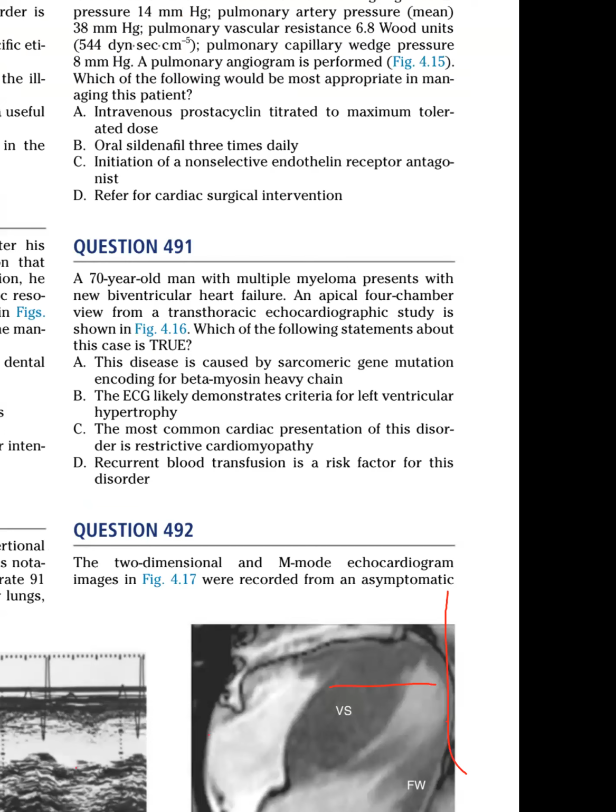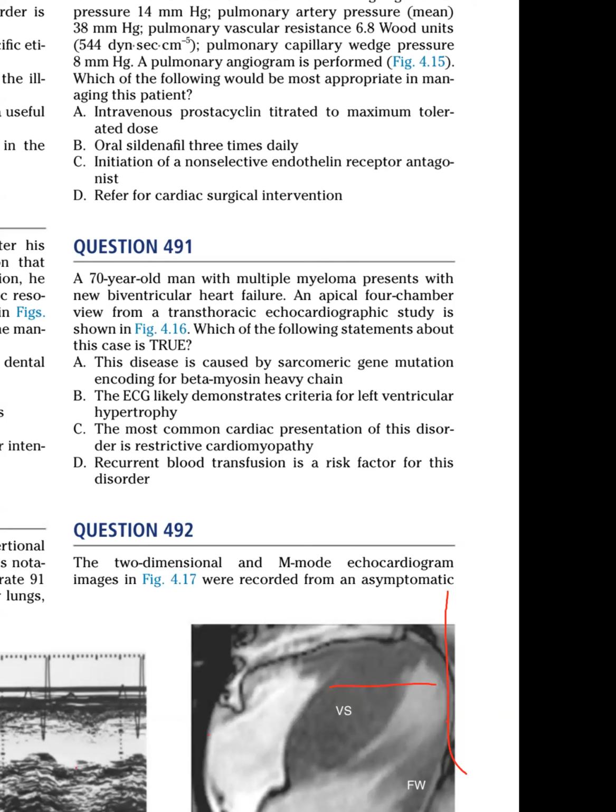All right. So the options. The A option says, they say which of the following statements about this case is true? This disease is caused by sarcomeric gene mutation encoding for beta myosin heavy chain. Okay, so this one, they've already told us the patient has multiple myeloma, which is an acquired condition. So that makes that one false.